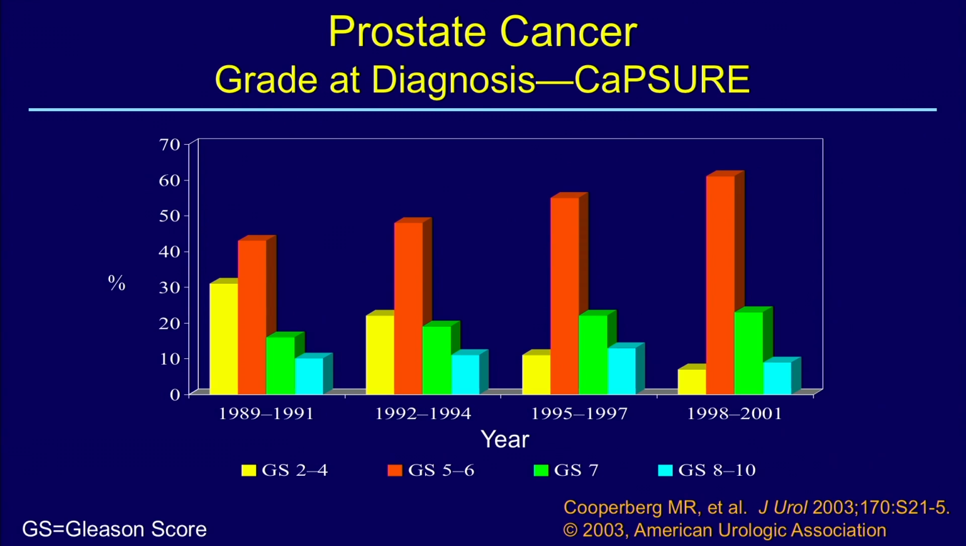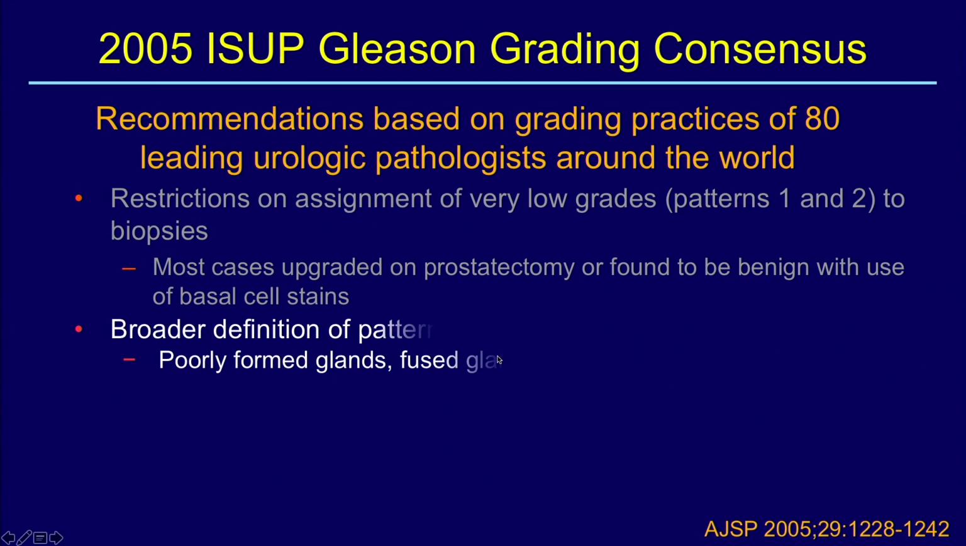And you can see that there is data behind this. This wasn't just a change. This wasn't opinion. This is stuff that occurred over time, long before we actually met. We noticed, this is stuff from the CaPSURE database, that Gleason 2 through 4 diagnoses at biopsies went from about a third of cases back in the 80s to about 5% by the time you reach the turn of the millennium. So we were already starting that shift, and that shift was really based upon experience.